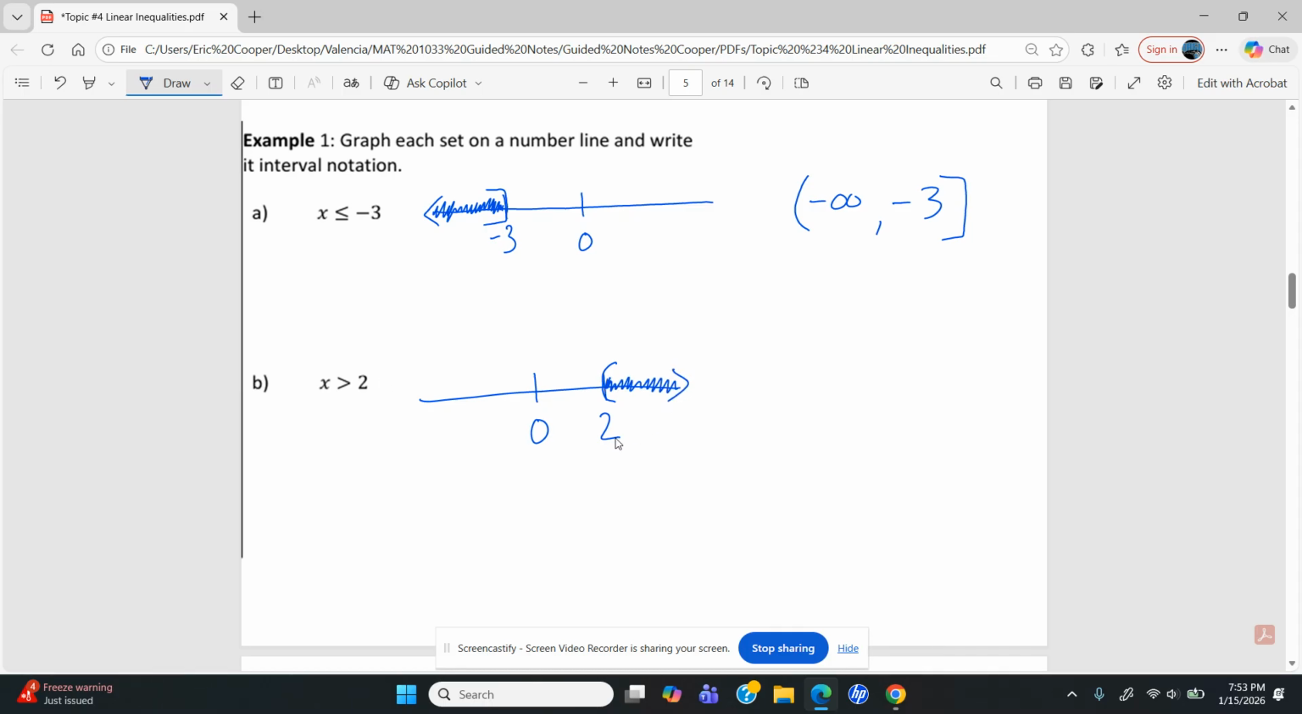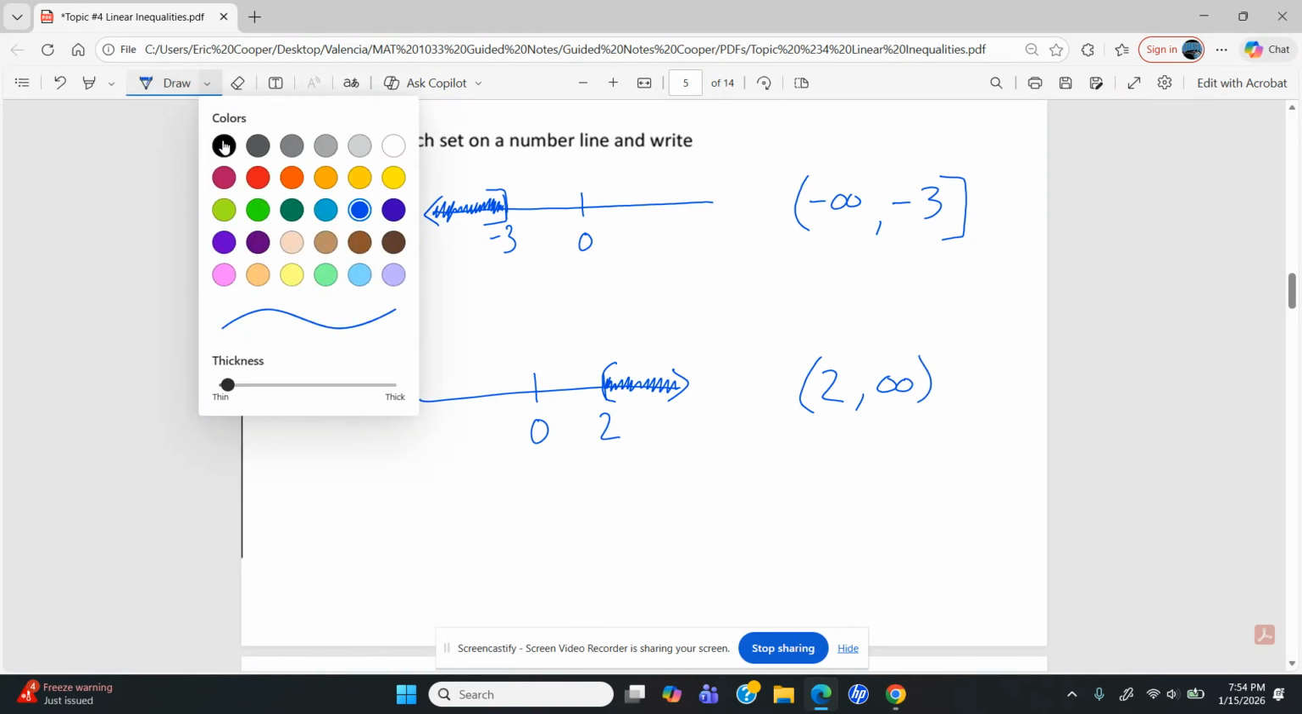Now here, 2 is the smallest possible value that we can have. Everything else is unshaded. So when I go to write an interval notation, 2 will go on the left side. But because it cannot equal 2, it gets a parenthesis. Again, it goes forever to the right, so that's my infinity. And infinities always get a parenthesis.